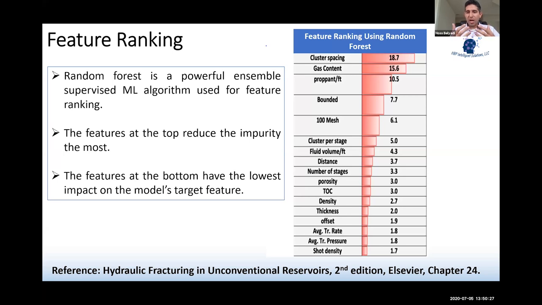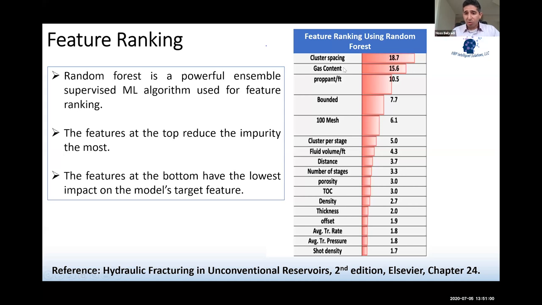and you're a decision maker, which parameters would you hone in on to optimize your production? Would you optimize your production based on cluster spacing and proppant per foot? You have no control over gas in place, right? Or would you focus on shot density, for example, in this case? Well, I would definitely focus on parameters that have a significant impact on my production output, in this case, right? Which are cluster spacing and proppant per foot.